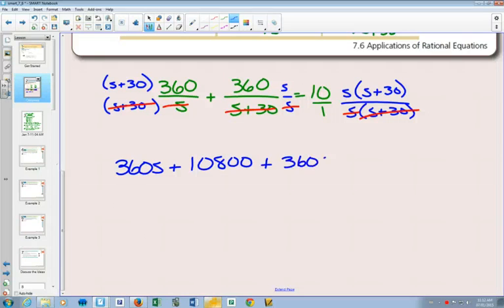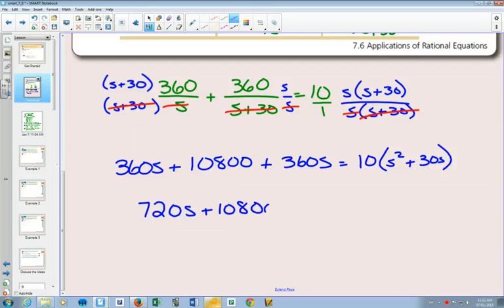plus 360s equals, I'm going to do this in 2 different steps. I'm going to distribute the s first. I'm going to combine my like terms here. Please correct any mental math mistakes as I go along. And it makes a quadratic equation.